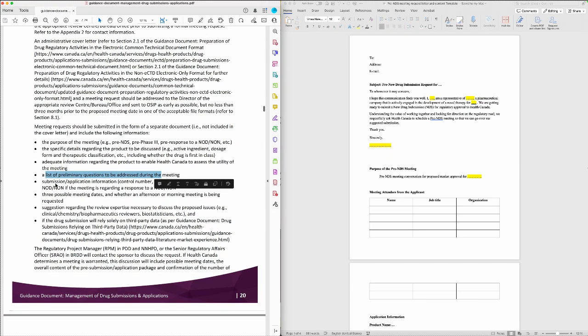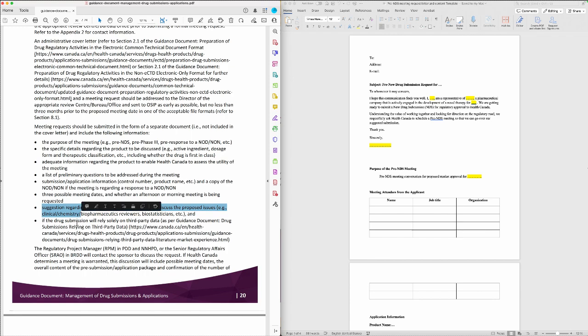Then we are going to have to talk about the submission or application information. We have to add those as well if applicable, and then we have to give Health Canada 3 possible meeting dates and whether an afternoon or morning meeting is being requested. This is again the standard. And then we have to go over suggestions regarding the review expertise necessary to discuss the proposed issues. For example, we may say that we would like to talk more about the chemistry, or about the biopharmaceutical reviews, or about the clinical studies, or we would like to talk with biostatisticians in Health Canada.